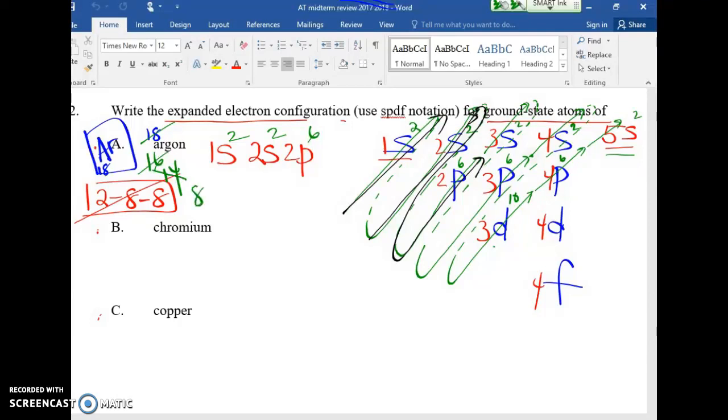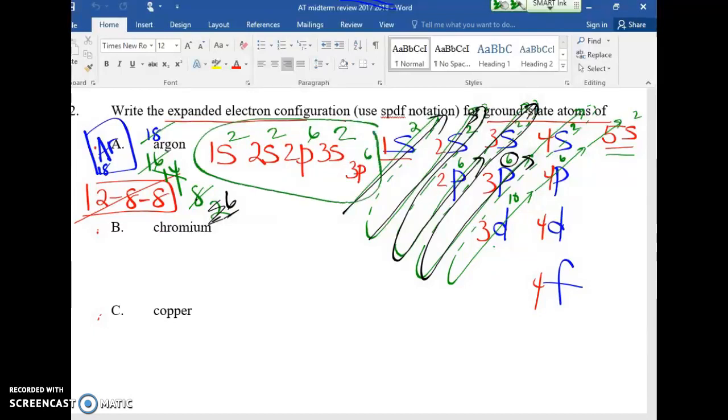Okay. Now I continue past, and I go up to the 3s. And the 3s, notice, can hold a total of 2 electrons. 3s2. So now that leaves me with 6 electrons to place. Where do I go now? Well, I then follow my little trail down here, and I go to the 3p. Oh, notice, guys, 6 electrons, and I happen to have 6 left. It was 8 minus 2, giving me 6. And now, 3p6. Ding, ding, ding, ding. So that is the expanded electron configuration for argon.